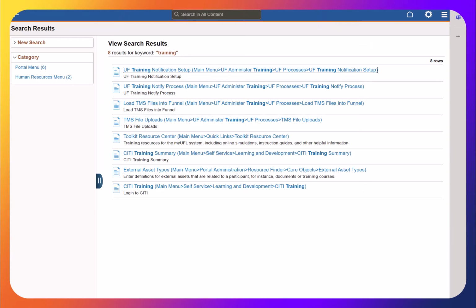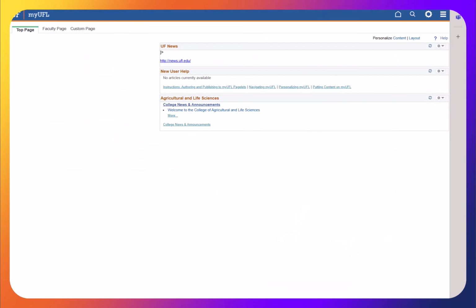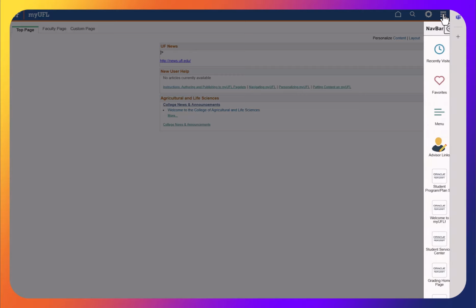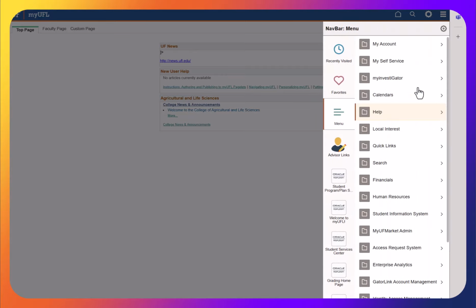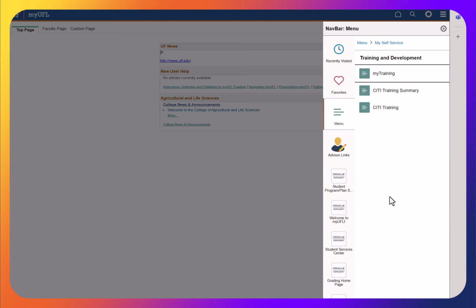And again, in case you don't know how to log into MyUFL, you just Google MyUFL and then click on it, log in, authenticate with Duo usually, and then you can either search for CITI Training or for training, or you can go to the menu, My Self-Service, Training and Development, and then here's CITI Training. See, the other trainings for bloodborne pathogens and so on were through My Training, and the CITI Training is through CITI Training.